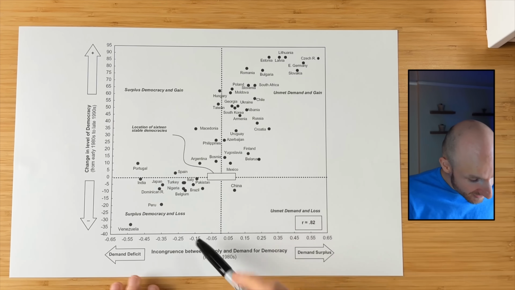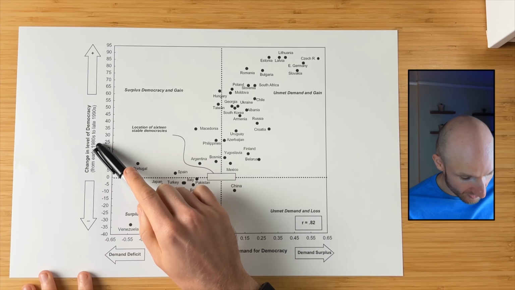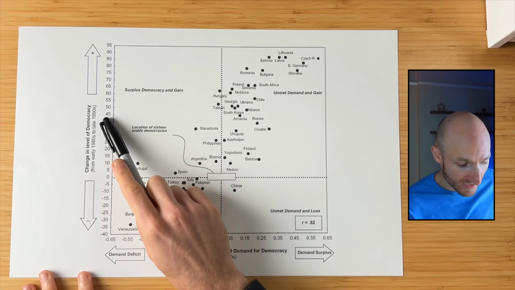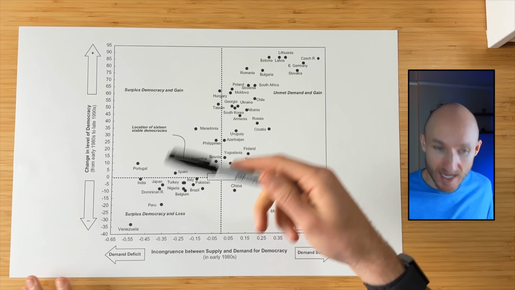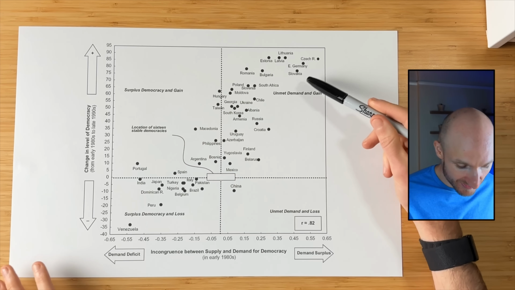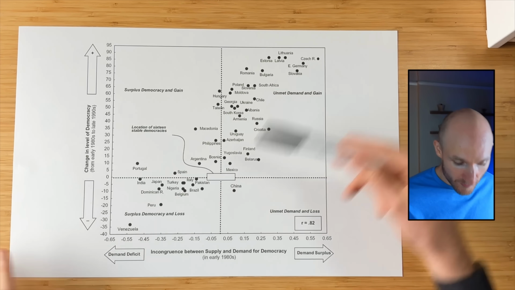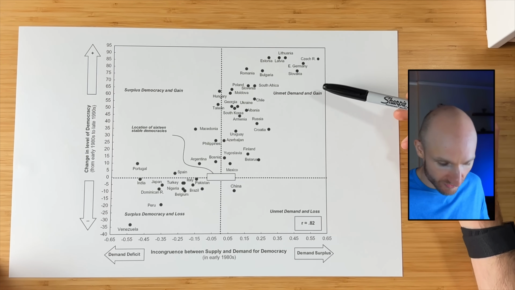And then you can see here on the left side is the change in the level of democracy, from the early 80s to the late 90s, how much democracy came around. And you can see for all these countries up here, former USSR places, they all got much more democratic. And why? Well, because they demanded so much more democracy, and so they got it.